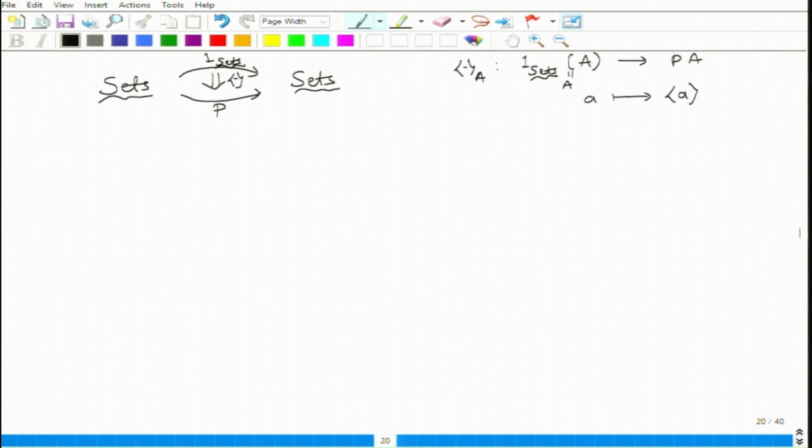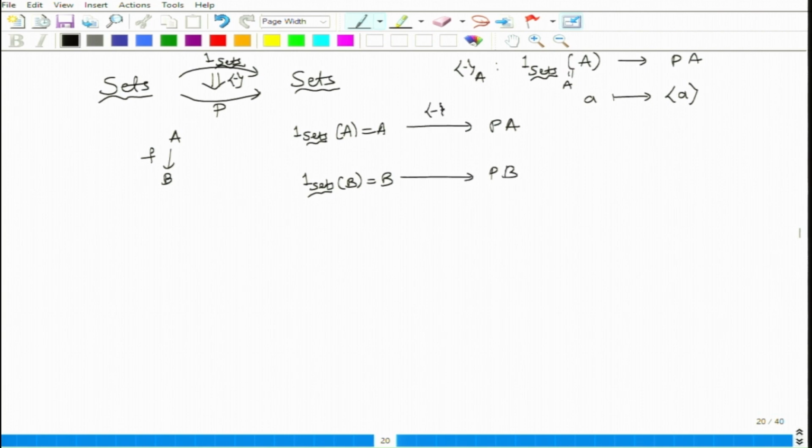Do you want to check that? Let's do it. Suppose there is a morphism A to B in the original category. What do I need? I need 1 sub Sets applied on A, which is just A, and then I need P applied on A. Then I need 1 sub Sets applied on B, which is just B, and PB. Then I have a map here which is Singleton sub A, and a map here Singleton sub B. What is 1 sub Sets applied on F?